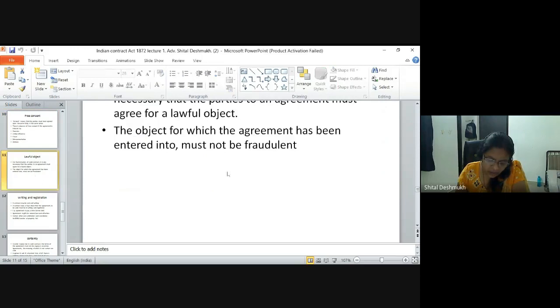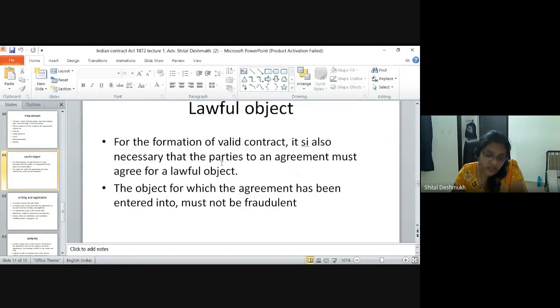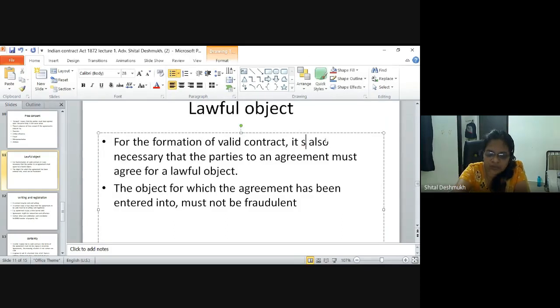Then lawful object. Of course, for the formation of the contract, the object should be lawful. The object for which the agreement has been entered into must not be fraudulent. Why? Because if the object is unlawful, it is unlawful for one or more reasons. Like it is fraudulent, or immoral, or opposed to public policy, like we can say the wagering agreement. So that wagering agreement is also an unlawful thing.